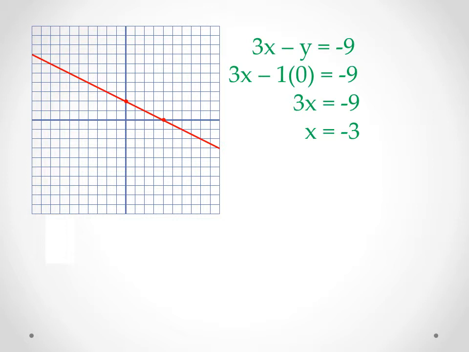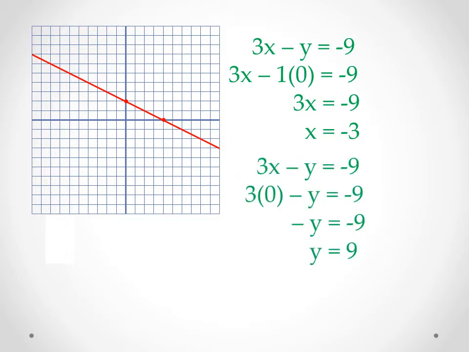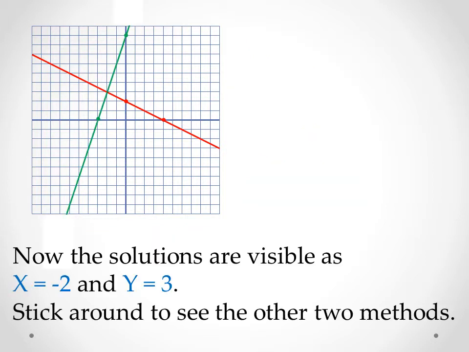Look at this very quickly. Setting y equal to 0, we'll end up with 3x is equal to negative 9, x is equal to negative 3. And if we set the x equal to 0, we end up with negative y equals negative 9, so y is equal to plus 9. Plot the 2 points, -3, 0 and 0, 9. And if you look where they cross over, the solutions are visible: -2 for x and y is equal to 3. Now I'll show you the other two methods.